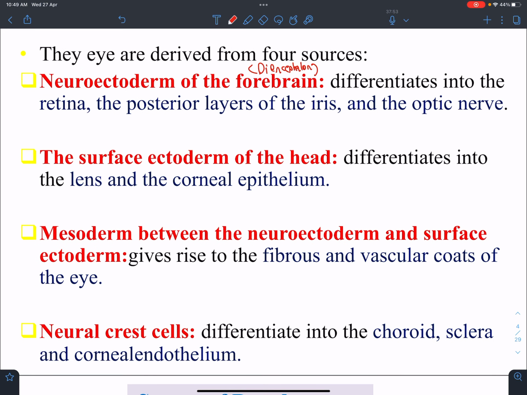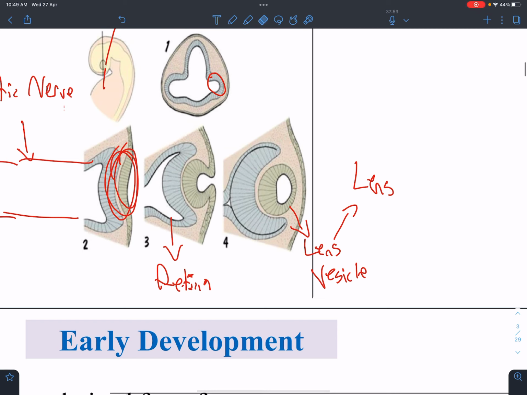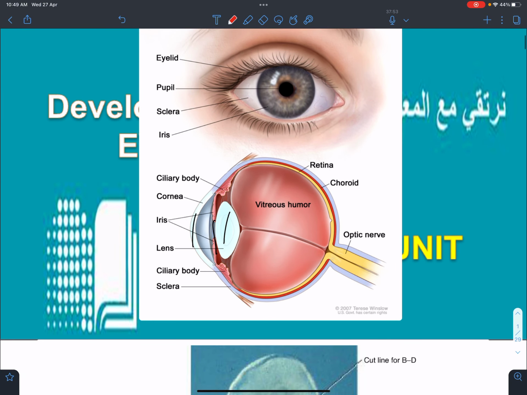Okay, these two sources so far. The other two sources include the mesoderm between the neuroectoderm and the surface ectoderm. This region right here, you see the brown color right here, this is the mesoderm. This mesoderm will basically give you the two coats of the eye, the fibrous and the vascular coats. And if you looked at the anatomy of the eye, Sharbini was mentioning the fibrous coat and the vascular coat, right? The fibrous coat is the cornea and sclera.